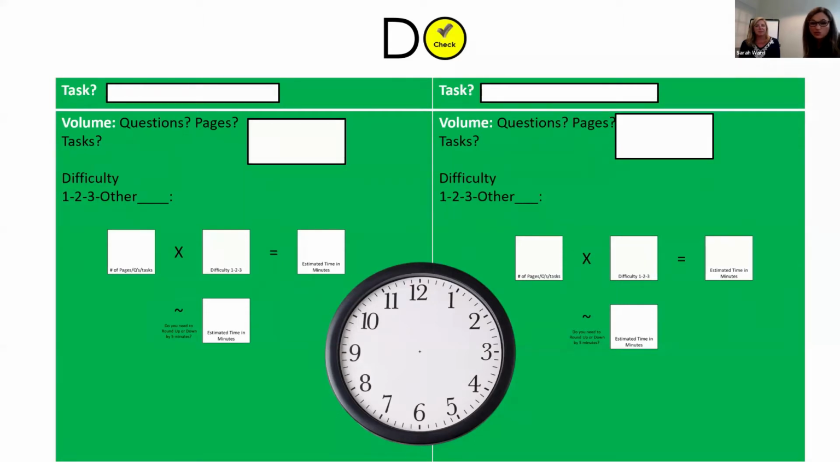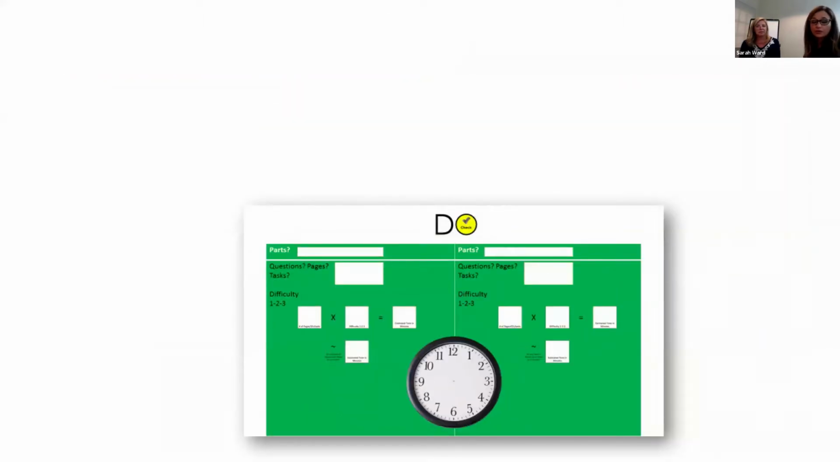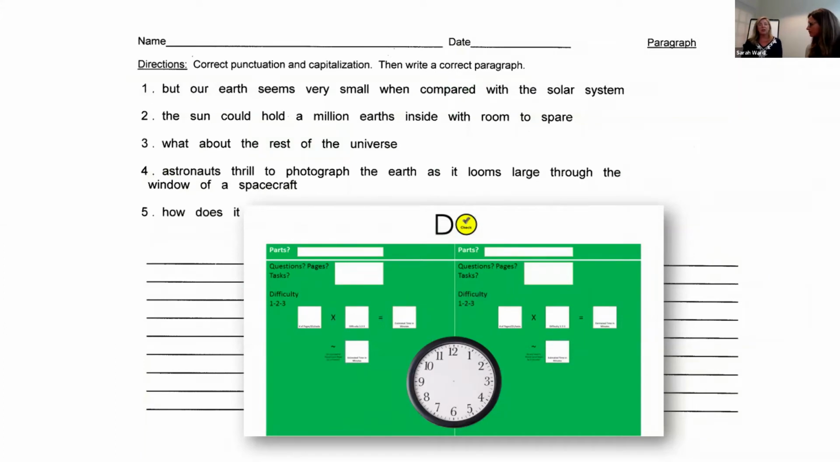And I think the easiest way to do this is to actually show you an example. Right. So if we look at this typical assignment here, and we look at the directions, the student is being told to correct punctuation and capitalization, and then write a correct paragraph. And if we look at the time calculation sheet, there's a left side and a right side in case there are two parts to a task. And there are two parts to this task. The first part of the task is to correct, and the second part is to write the paragraph. And so what we do is calculate the time for each part.